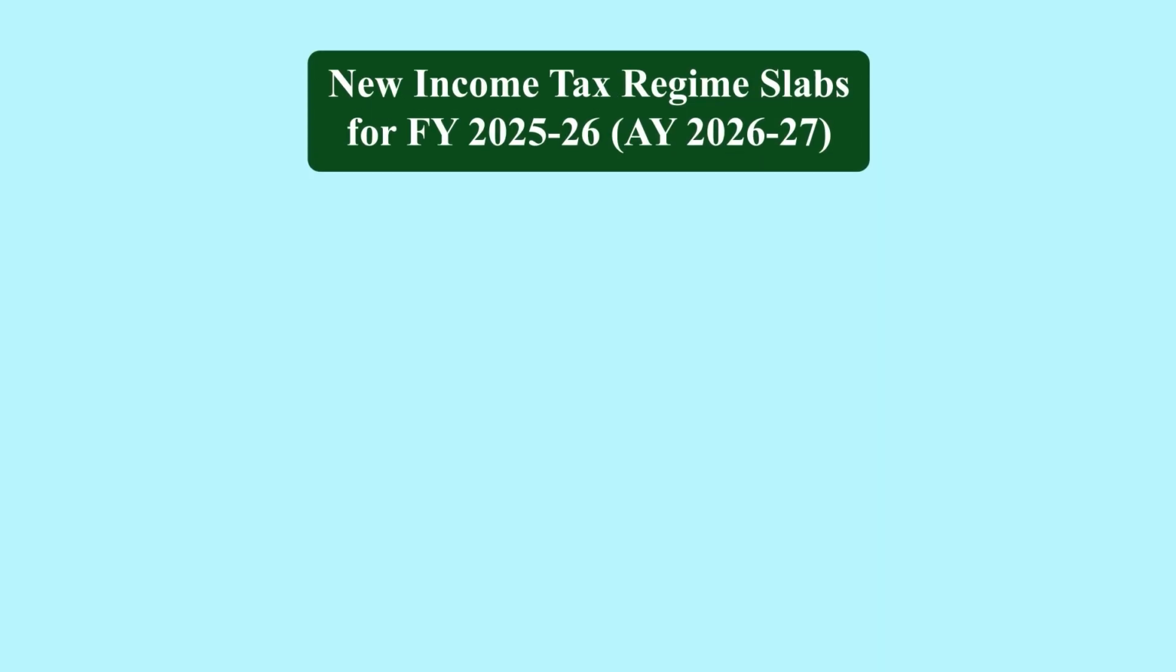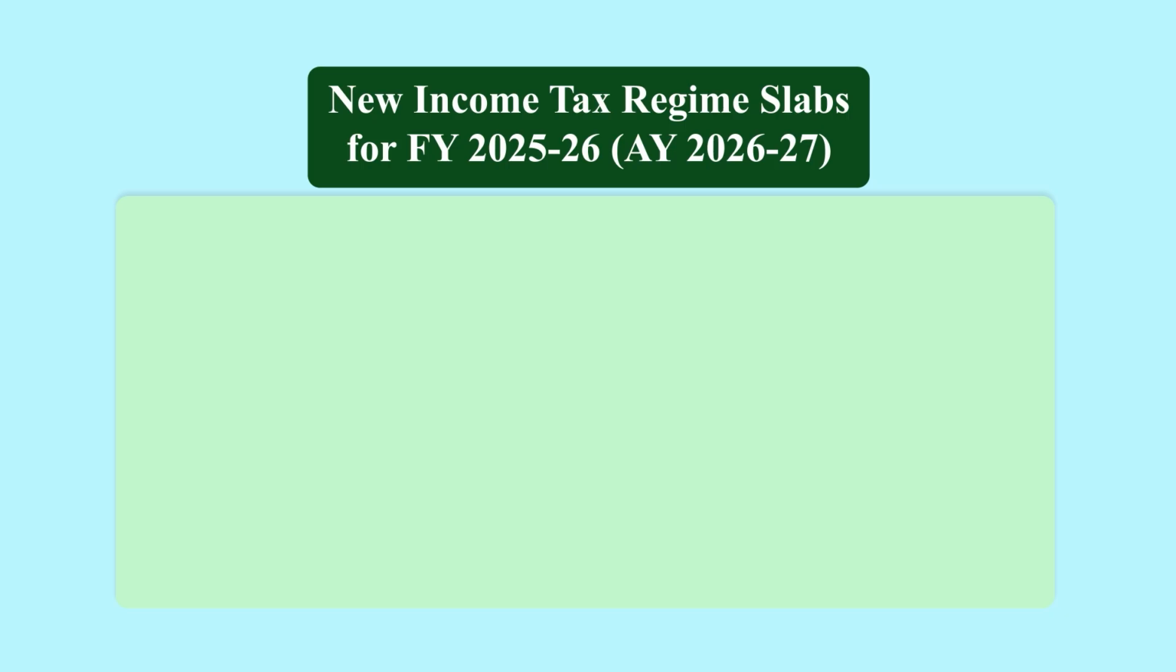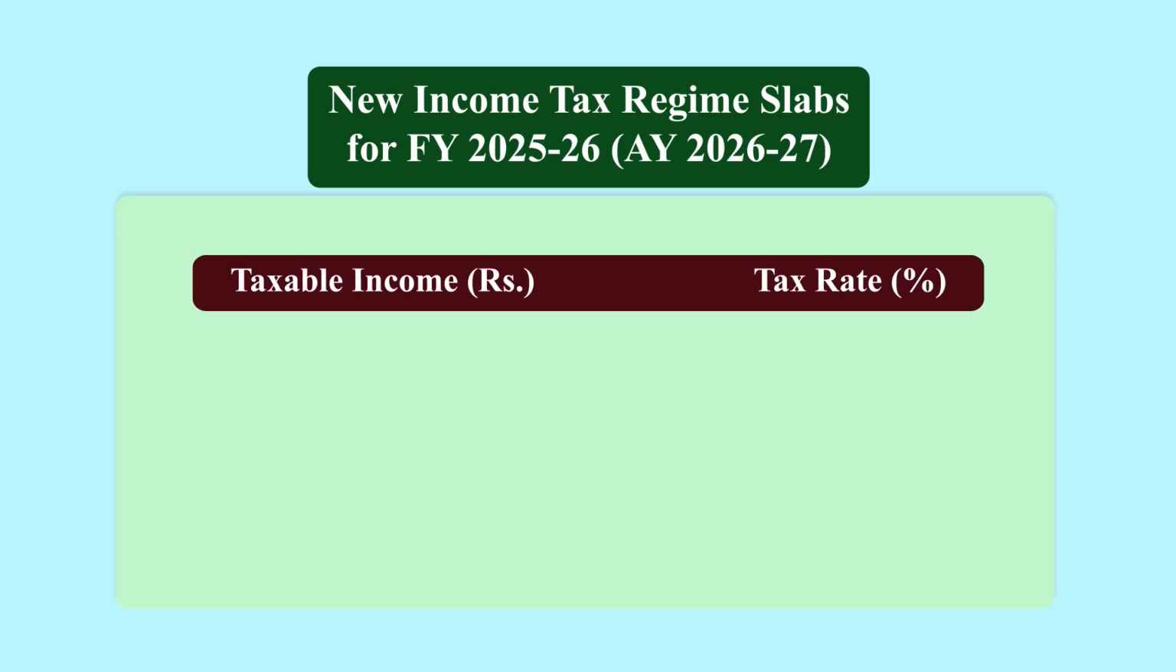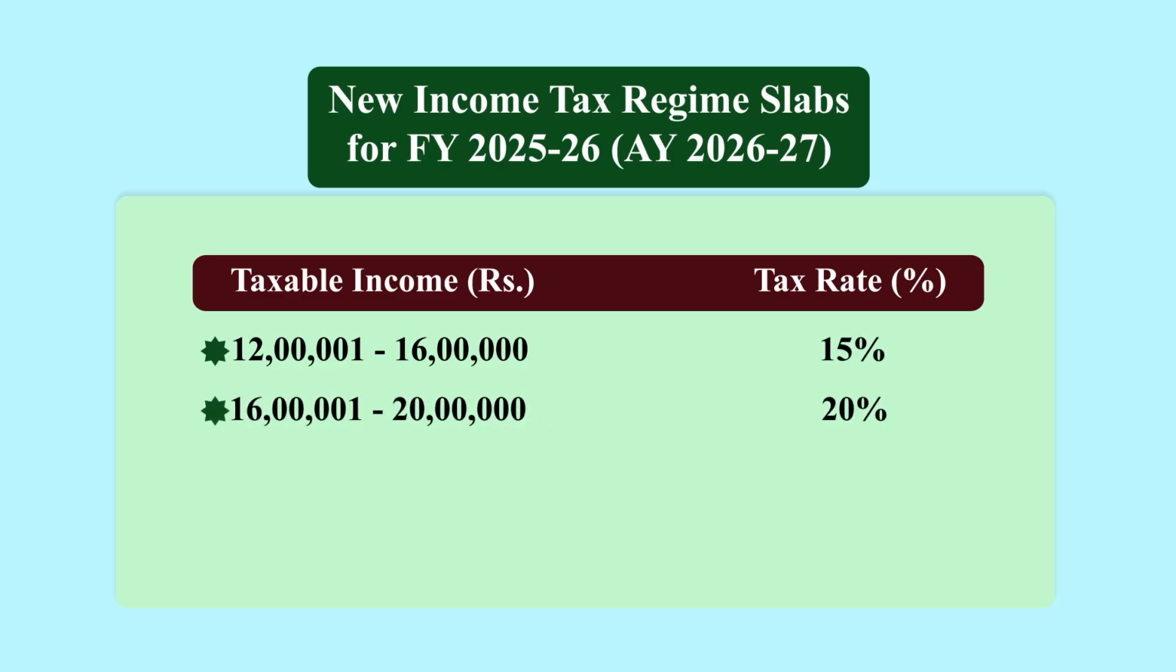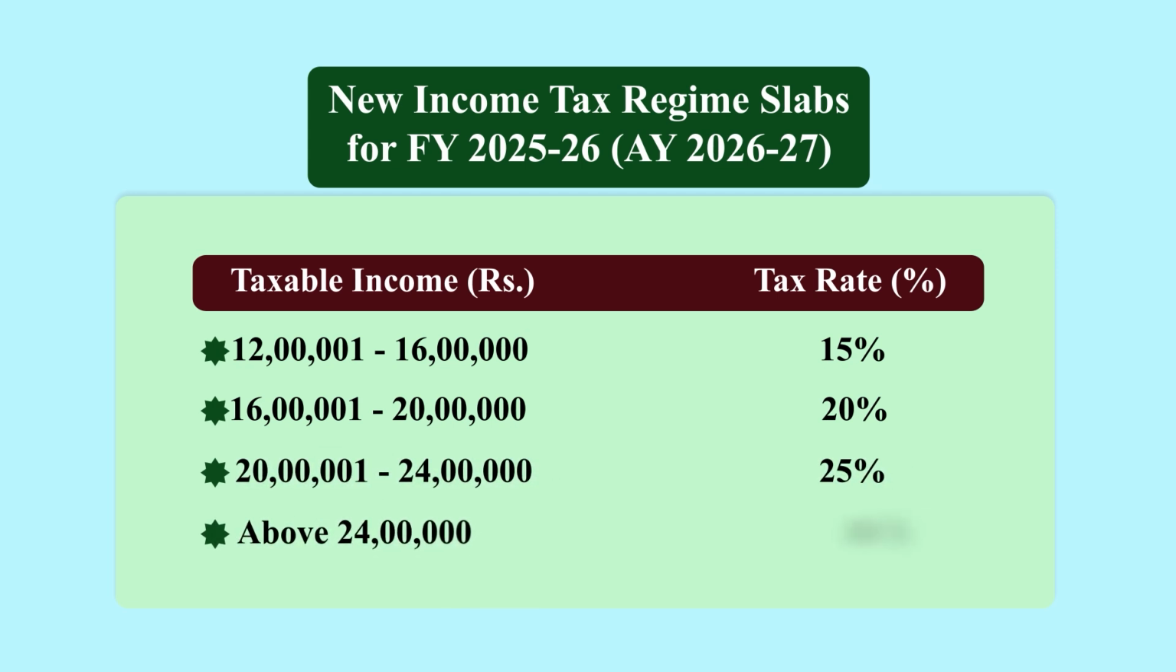Everyone who is drawing a salary should be aware of the government's notification about income tax. The new income tax regime slabs for financial year 2025-26, which is running, which is also the assessment year 2026-27, are simplified: any income more than 12 lakhs and less than 16 lakhs has a rate of 15%, 16 to 20 lakhs is 20%, 20 to 24 lakhs 25%, and above 24 lakhs the slab rate is 30%.